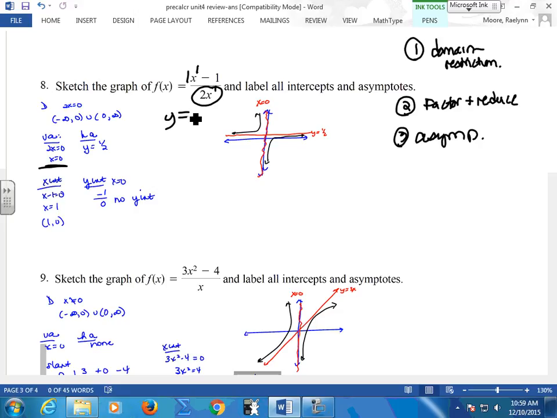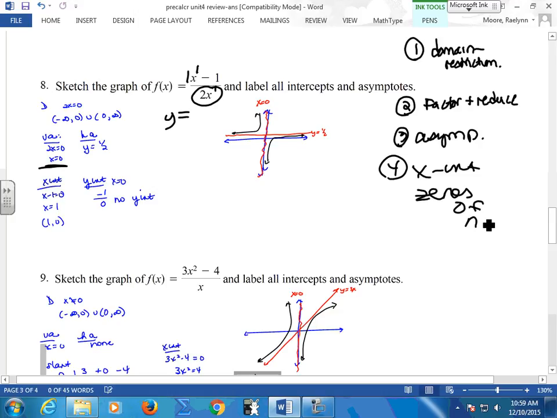The x-intercepts, this is important. This is why we do these separate. Zeros of the numerator. Okay, zeros of the numerator. I look at my numerator, I set it equal to 0. There's my x-intercept.